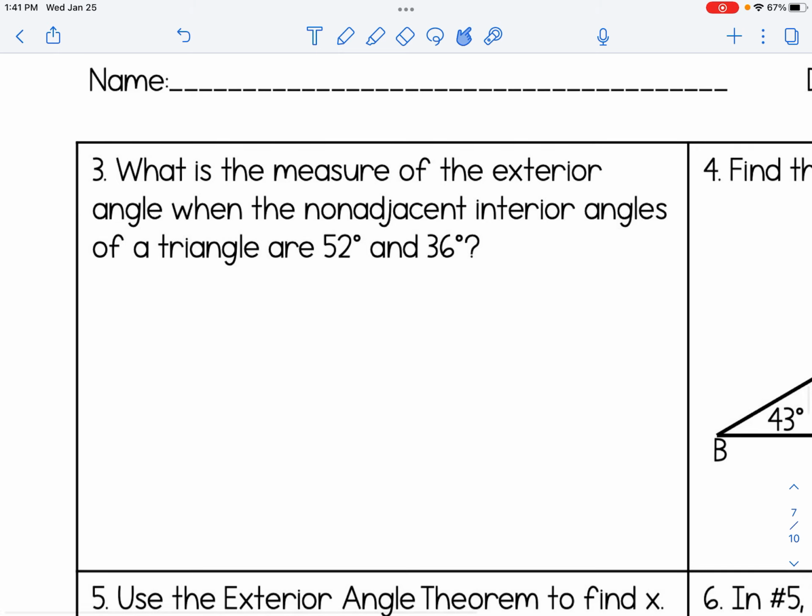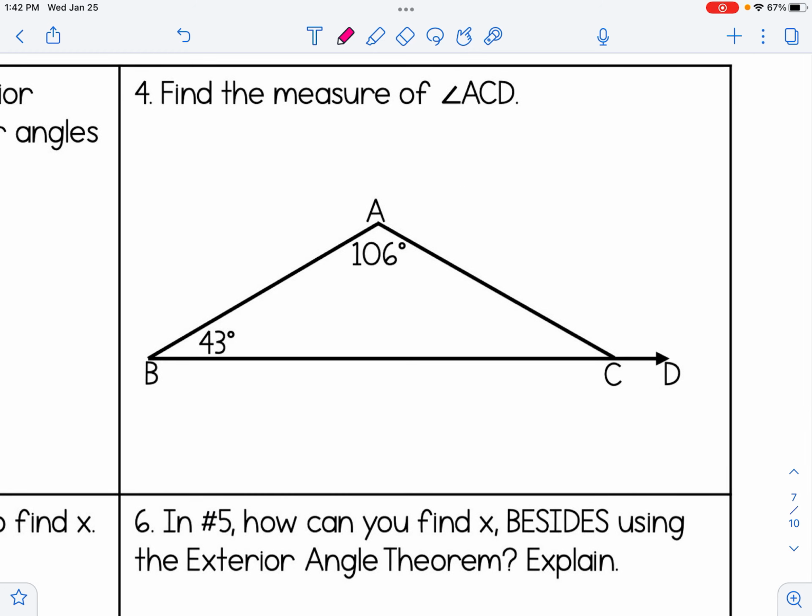All right, looking at some more examples. Number 3, what is the measure of the exterior angle when the non-adjacent interior angles are 52 and 36? We don't need a picture in order to answer this. We just know that the exterior angle is equal to the sum of those two non-adjacent interior angles, and therefore the exterior angle is 88 degrees in number 3. Number 4, we are asked to find the measure of angle ACD. That's this exterior angle. So we're going to add the two non-adjacent interior angles. So 106 plus 43 gives us 149 degrees.